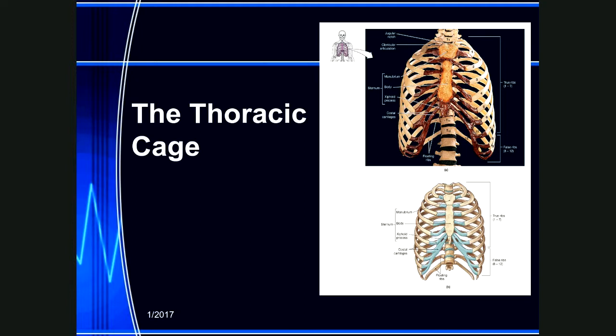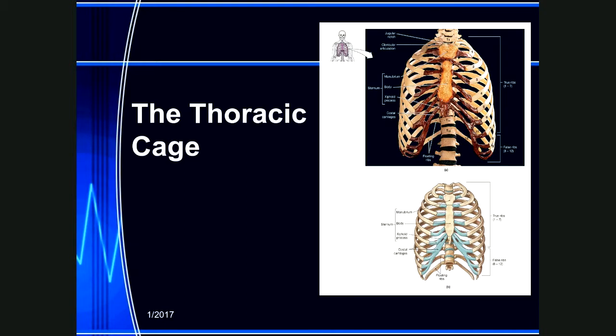It has 12 ribs that attach posteriorly to the thoracic spine. 10 of the 12 ribs attach anteriorly to the sternum, also known as the breastbone. And the other 2 are called floating ribs.